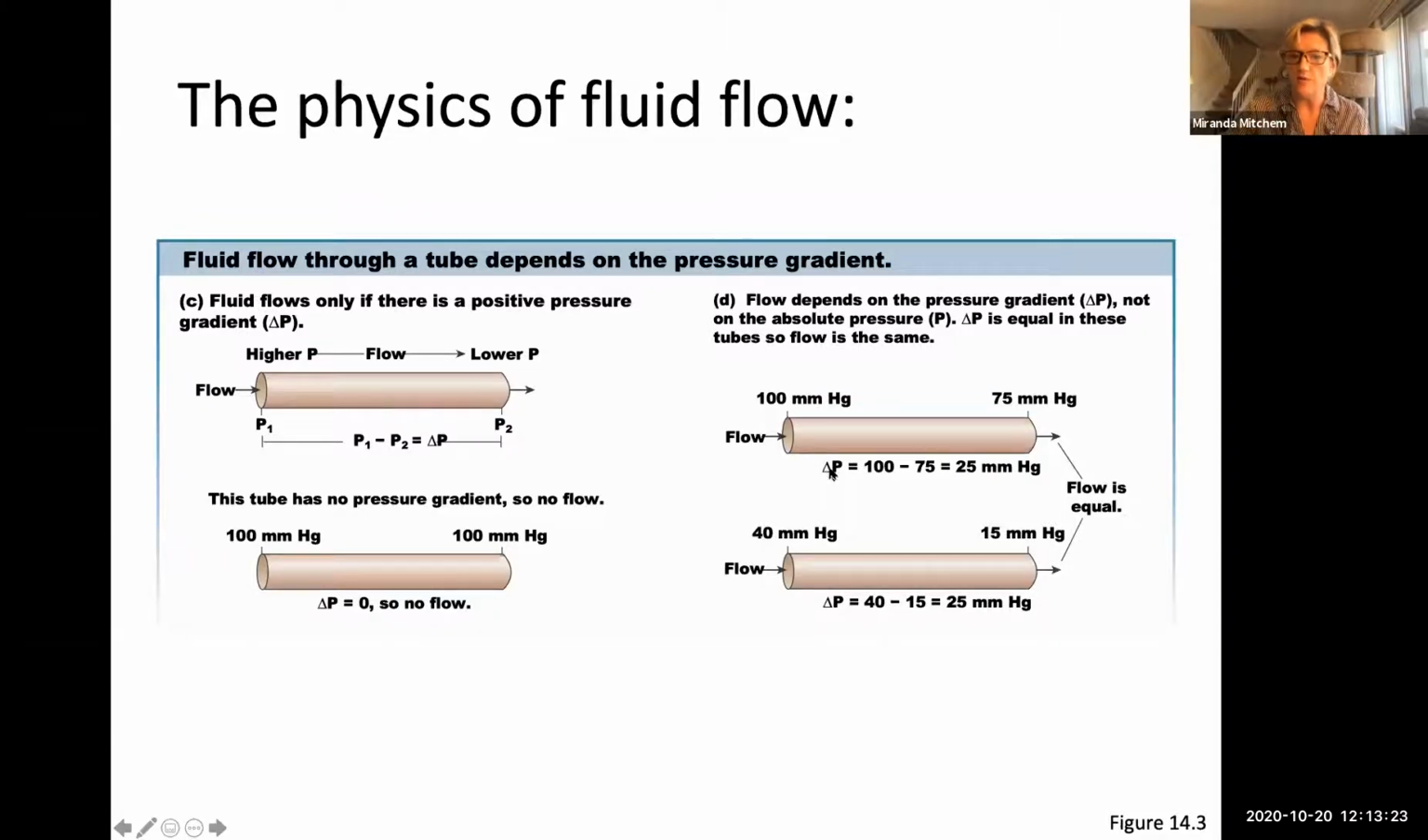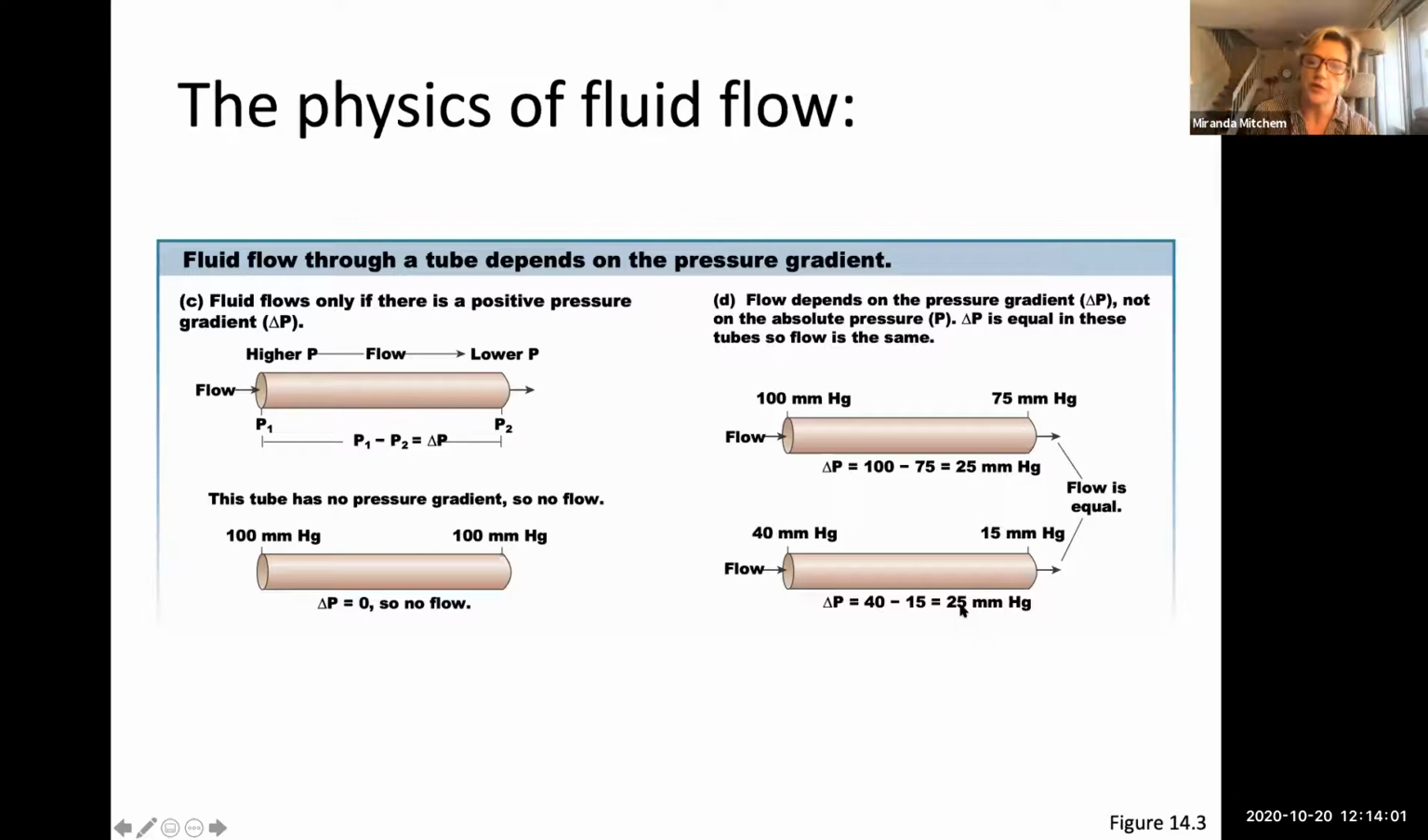Let's look at the right side. So now we have a gradient. It begins with 100 millimeters of mercury and ends with 75. So we have a 25 millimeter difference in the pressure. So there is going to be blood flow. Let's look at the other example on the right side. So now we have quite different pressures, 40 millimeters of mercury versus 15. But look, the difference between the two is the same. It is 25 millimeters of mercury.